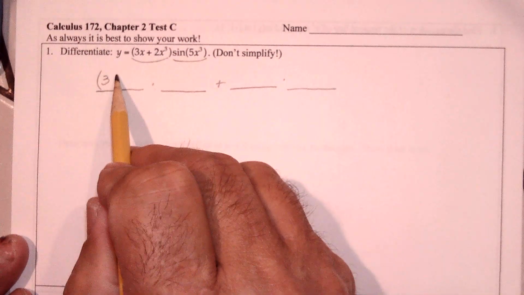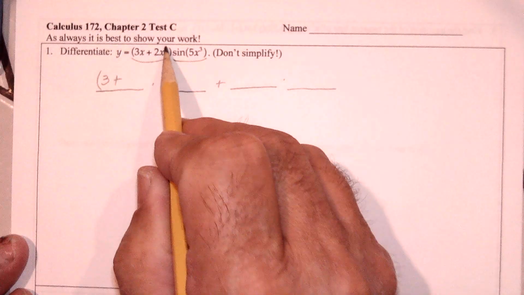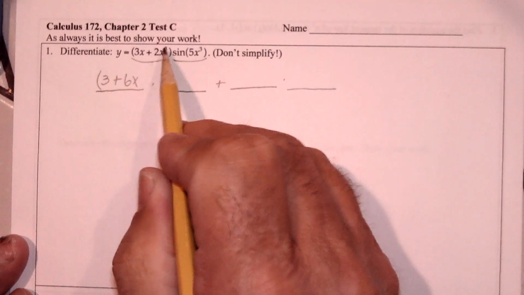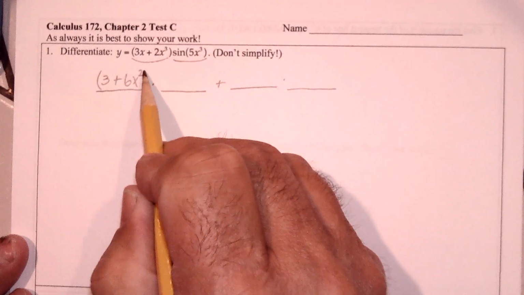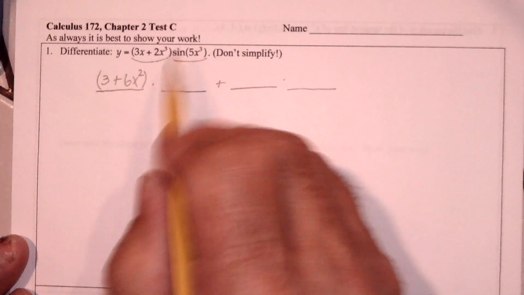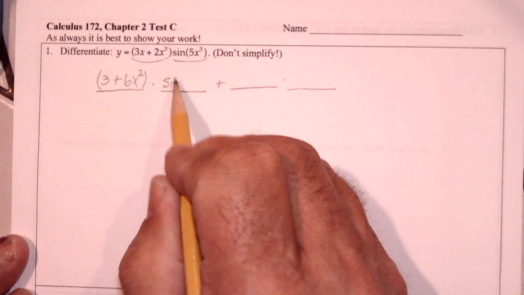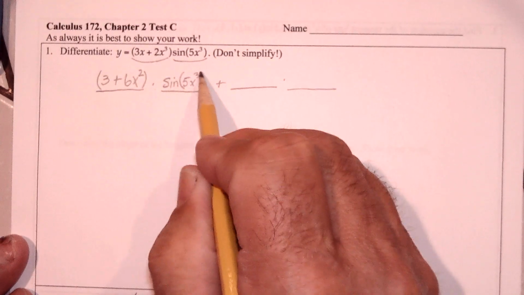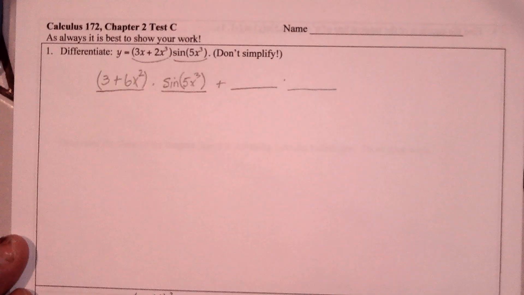Derivative of 2x to the third: 3 times 2 is 6, x to 1 less power, 2. That's the derivative of the first times the second. You don't do anything to it when you put in the second.